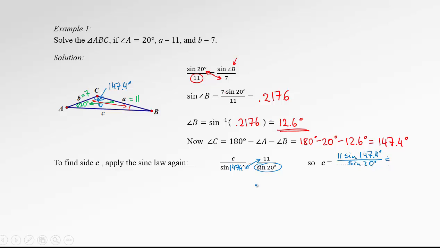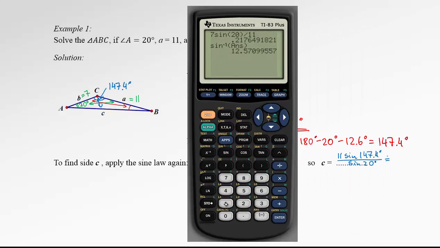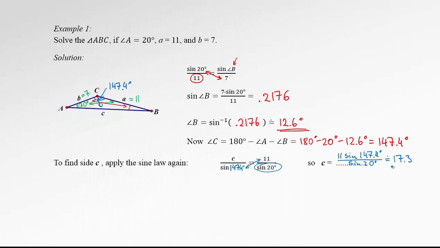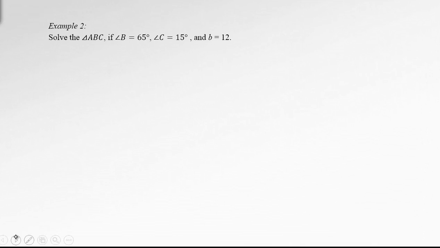That becomes, and let's use our calculator, 11 sine of 147.4, remember to close the bracket here, over sine of 20 degrees. Close the bracket. Enter. That gives us approximately 17.3. So we already have all the values: 2 angles and 1 side. The triangle is solved. Let's solve another triangle.